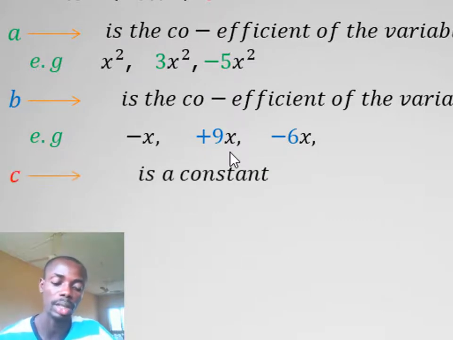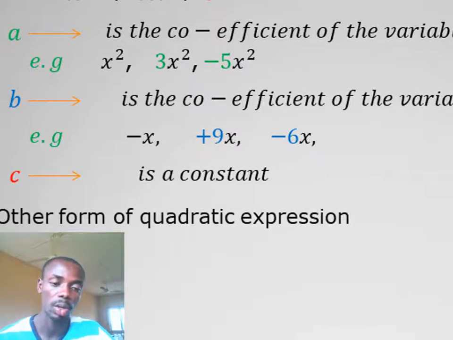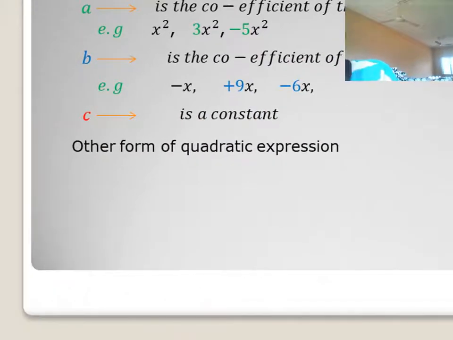Now the last one is C. Our C is a constant. So C is always a constant. So what are other ways we can express a quadratic equation or quadratic expression? What are other ways of expressing it?